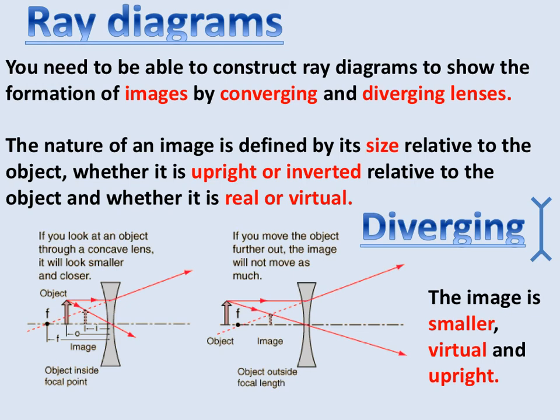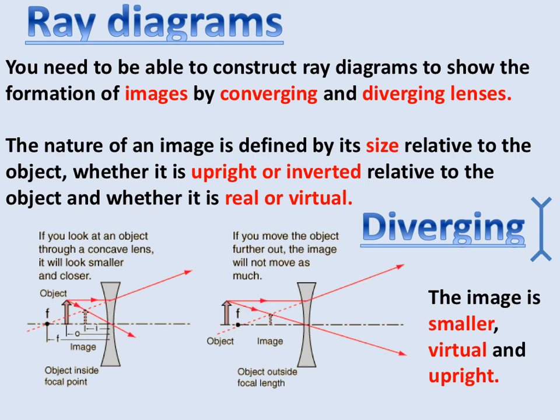When you discuss the size of an image, you should comment on whether it is larger than the original object, so that will be enlarged, whether it's smaller than the original object, in which case it will be diminished, or whether it's the same size as the original object. When discussing whether or not the image is upright or inverted, you need to consider the direction of the original object. If the image is in the same direction as the original object, then it's considered to be upright.